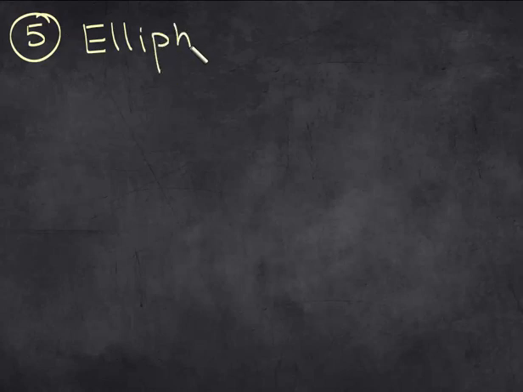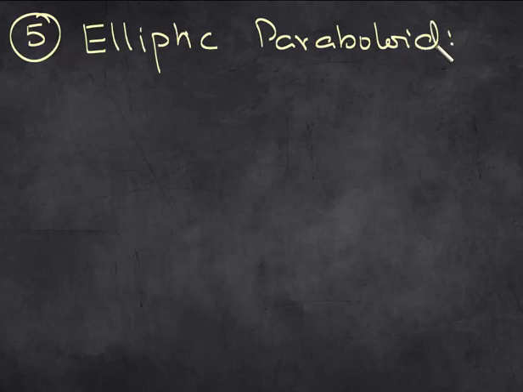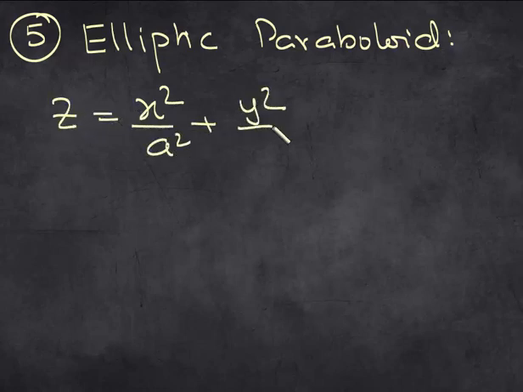So that's a cone. The next one, 2 more left, is an elliptic paraboloid. So that looks like this. We have Z is equal to x squared over a squared plus y squared over b squared. And again, you don't have to memorize these. Just look at what you get, and you should be able to tell what it's going to be.